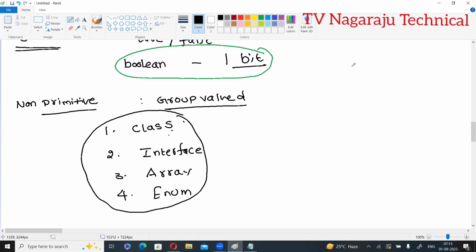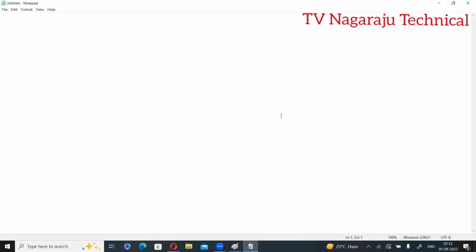Okay. Now, what is your aim? Our aim is that we write one sample program related to these primitive data types. Okay. Write down one program. Class, the program related to primitive data types.